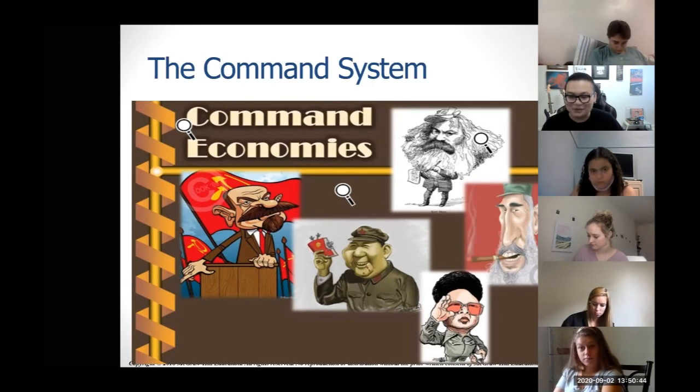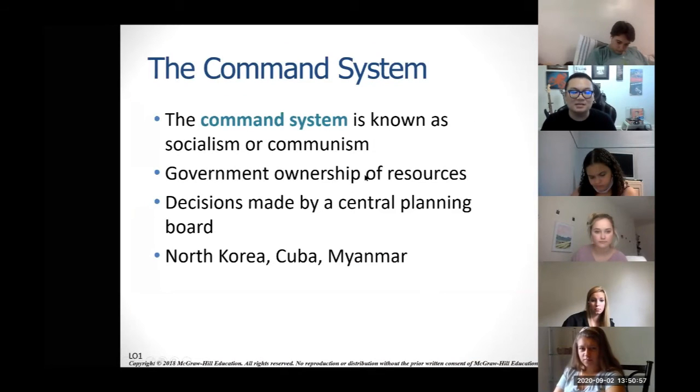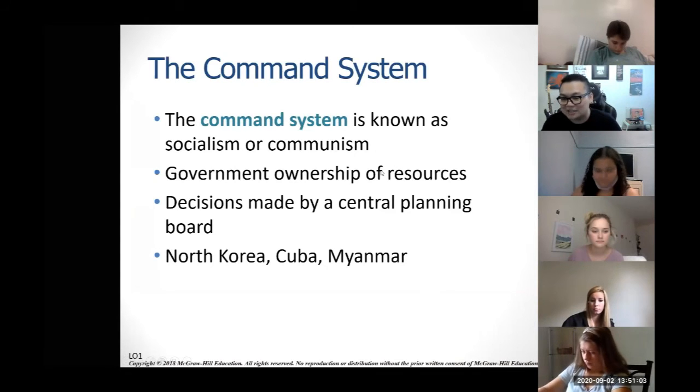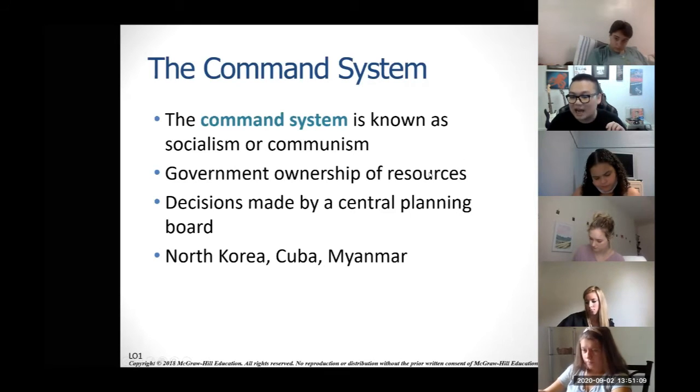After 70 years, if you do not renew, it goes back to the government again. So that means the government owns all the resources, including the land. Anyway, the command system just tells you that the government owns everything, which, in my opinion, I think is very stupid. And you don't need to worry about this. I'm not going to test you on anything from here. This is just one of the types.